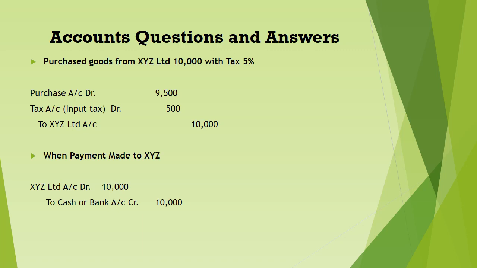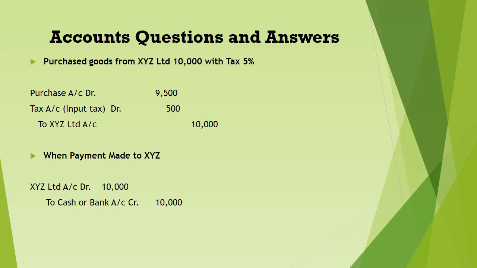See this with tax, how are we going to purchase the material with tax? For example, goods purchased including 5 percent tax. That is what the entry is. The purchase account is debited, tax input account is debited, to supplier account is credited.